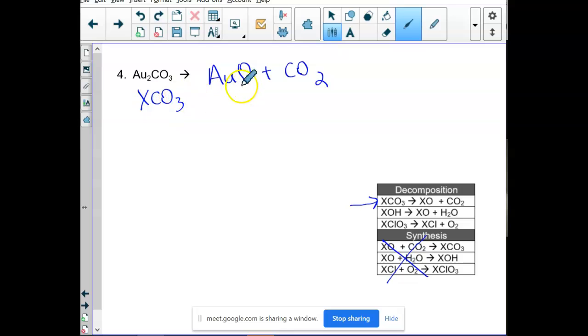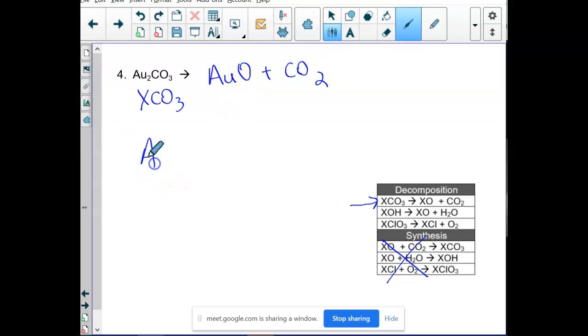Questions first about how I came up with AuO plus CO2. We're not done, but I just want to ask if you understand how I knew Au went with O and CO2. Any questions about that? Now if you look up Au, because remember we have to crisscross reduce over here, you're going to see that Au can be, at a minimum, a 1 or a 3. So I need to know which one it is.